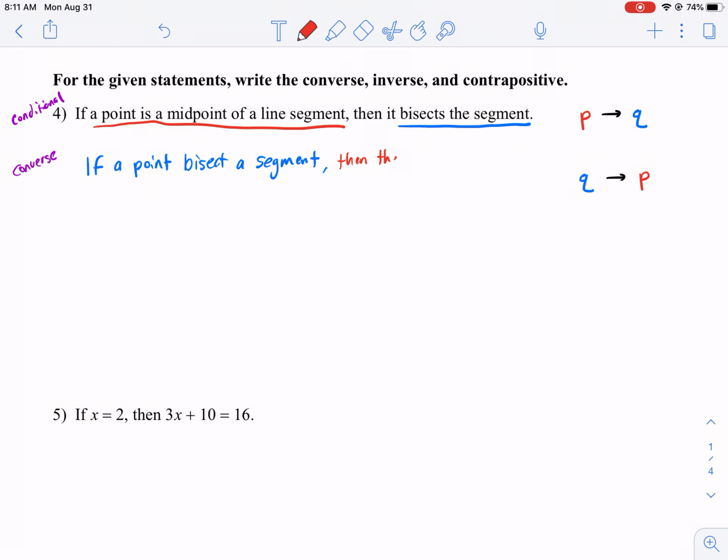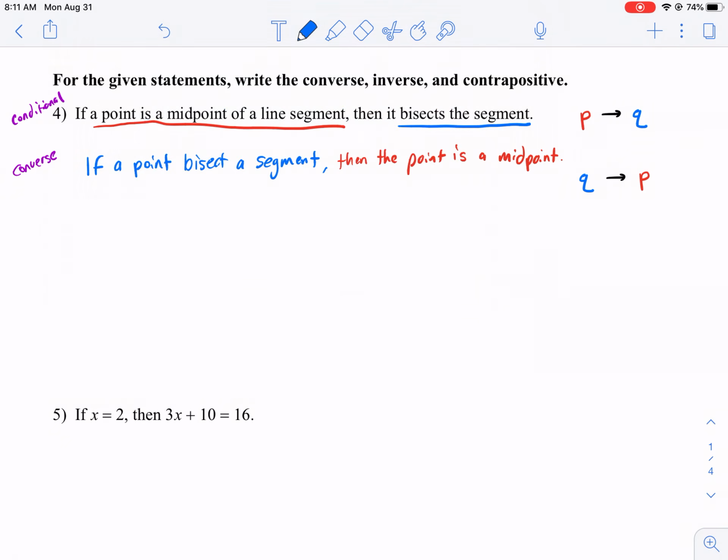Then the point is a midpoint. And I could have said it is a midpoint, I just decided to add point. Then the point is a midpoint. Okay, so we changed it: Q in front, and then hypothesis in the back.